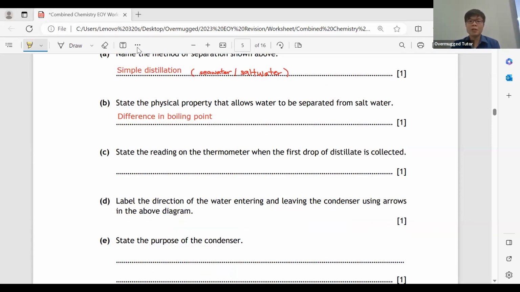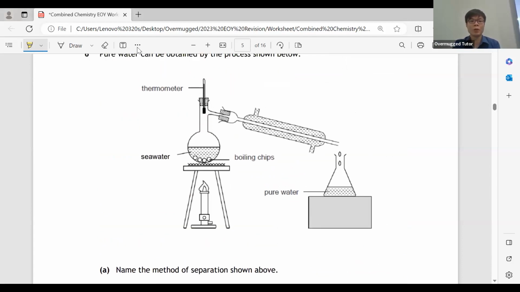Okay, then state the reading on the thermometer when the first drop of distillate is collected. What is this distillate going to be? It's going to be your water. After this distillation, your salt is left over here. You're going to see your white crystals or residue, and pure water is going to be collected here.